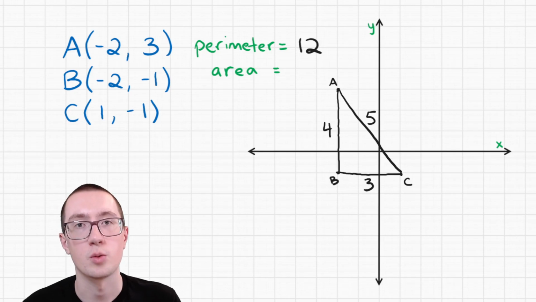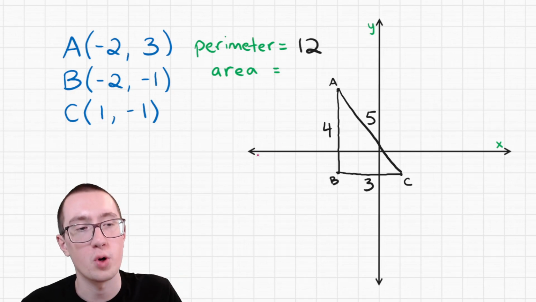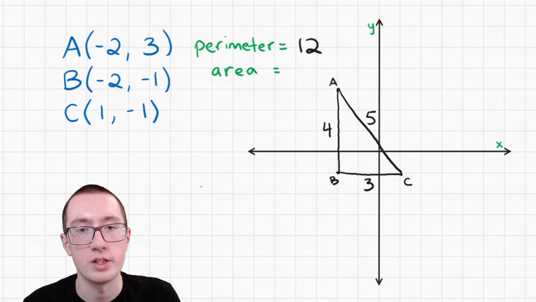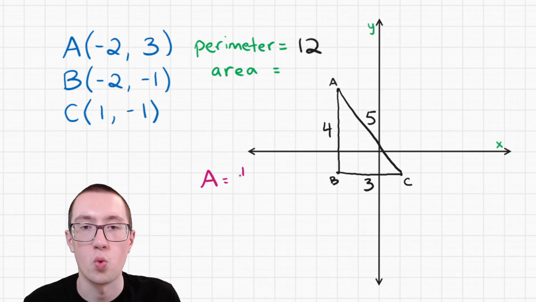So now that we figured out the perimeter, let's figure out the area. This is going to be a little bit easier because we don't have to use the distance formula for this one. To find the area, you just need to use the formula for area for whatever shape you're doing. So for example, for a rectangle or a square, it's length times width. For a triangle, the area of a triangle is 1/2 times the base times the height.